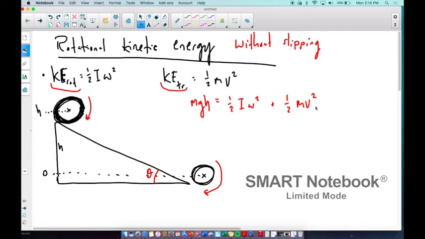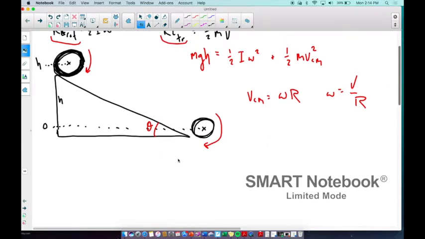The velocity of its center of mass is related to the angular velocity, isn't it? Omega r. Rearrange this and say that omega is velocity of the center of mass divided by r. I can plug that in right here. So mgh is going to equal 1/2 I omega squared, v squared over r squared, plus 1/2 m v squared. And now if I know what the I value is, then this equation will become much simpler.